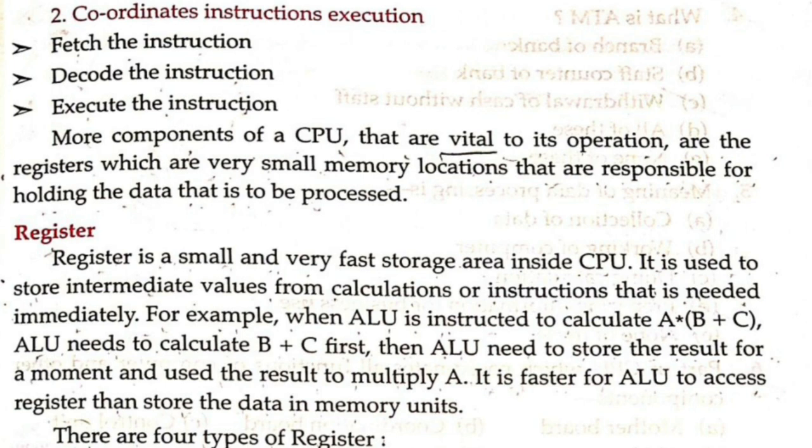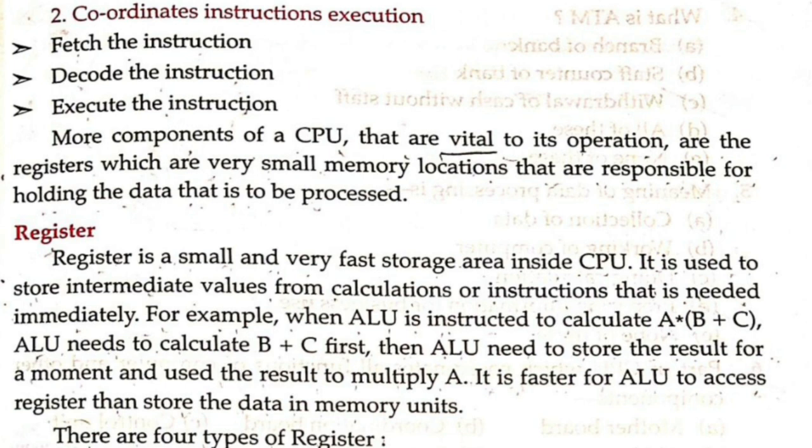More components of a CPU that are vital to its operation are the registers, which are very small memory locations that are responsible for holding the data that is to be processed. A register is a small and very fast storage area inside the CPU. It is used to store immediate values from calculations or instructions that are needed immediately.